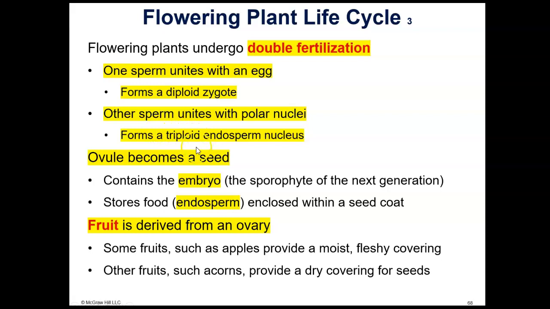And it's triploid, which means it has 3 copies of chromosomes rather than 2, because the polar nuclei have 2 nuclei, and then the sperm has 1, so that's 3 nuclei together. The ovule will develop into a seed. It will contain the embryo and the endosperm, and it will be enclosed within a seed coat. So it will contain the embryo, which will become the sporophyte of the next generation, and then the endosperm will become the food for the embryo. Again, a fruit is a ripened ovary.